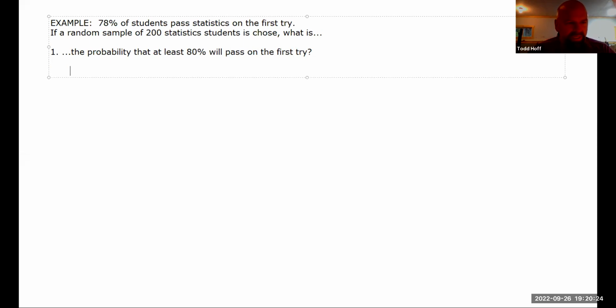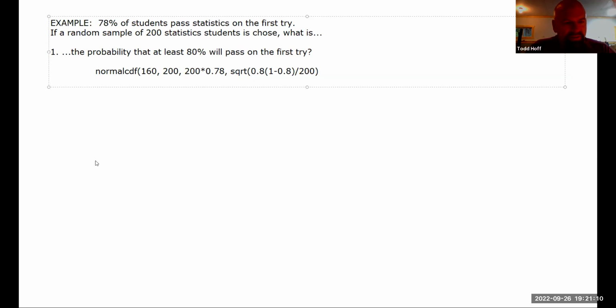So this is going to end up being normal CDF of 160, I should say, to 200 with a mean of 78%, which we'll just put as 200 times 0.78. The calculator will accept it that way. And then times the square root of 0.8 times 1 minus 0.8 divided by our sample size of 200. So let's put that in a calculator and see what comes out for us.